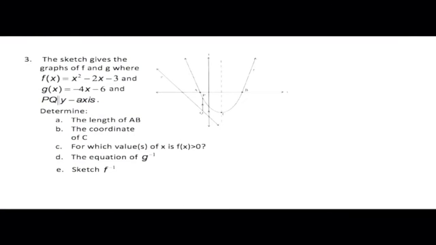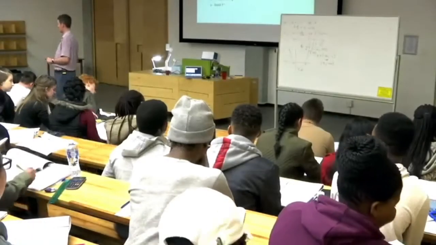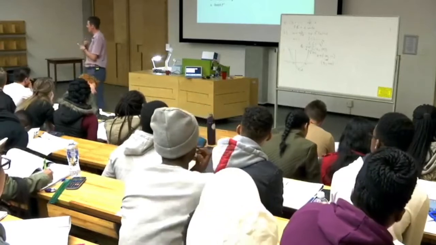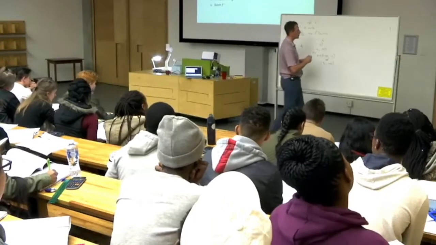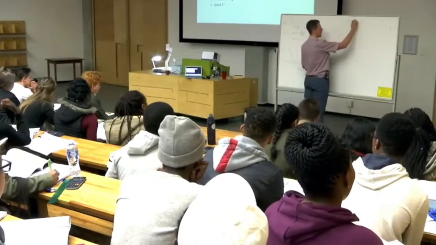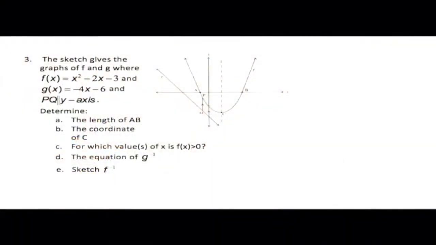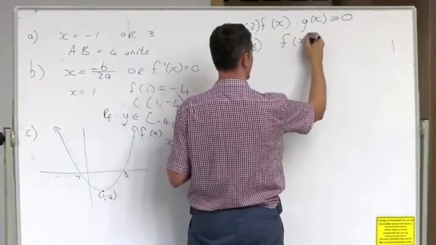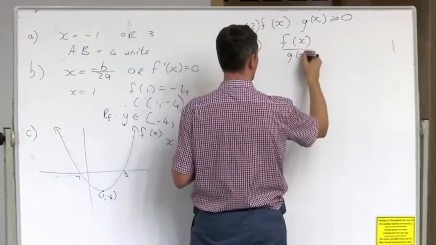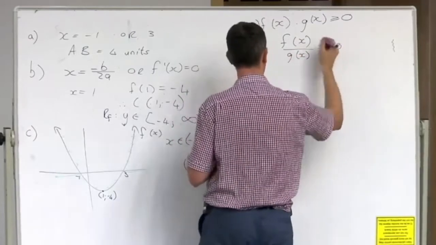Okay. Now I'm going to spice it up by asking you the following question. Where is f of x times g of x greater or equal to 0? This is now, can I say, C2. And then I'm going to ask you guys C3, f of x divided by g of x greater or equal to 0.